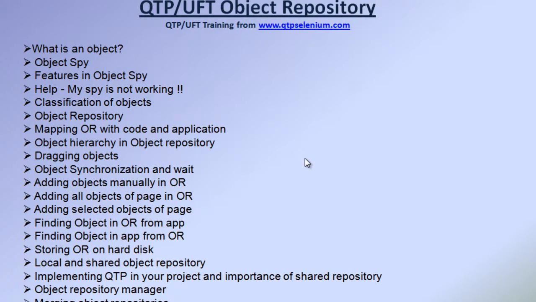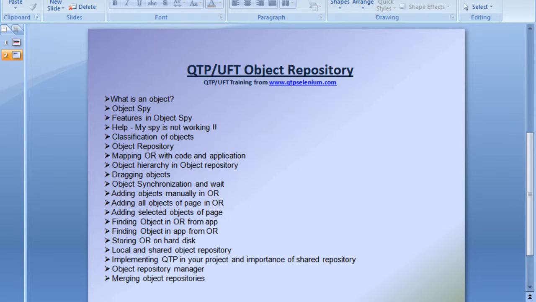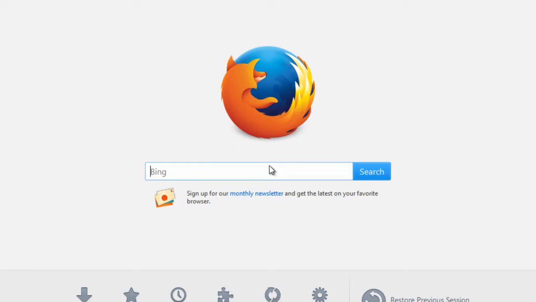For example, if I talk about a browser, if I open a browser, then this search button is an object, this text field is an object, this link is an object, even the browser is an object. Everything in the application, including the application under test, is an object.